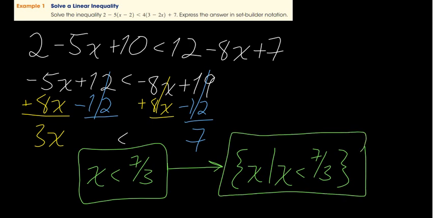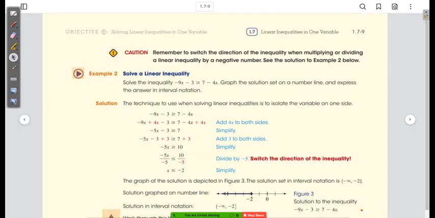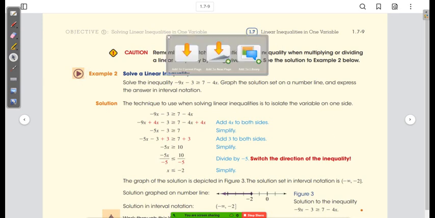I'm pretty sure, if I recall, this section has a couple problems where it's like, write it graphically, in set builder and interval notation. This one just wants it on a number line and interval notation, but we're going to go ahead and put in set builder just because it's easy, so we'll touch on it. So let's go ahead and solve this inequality.